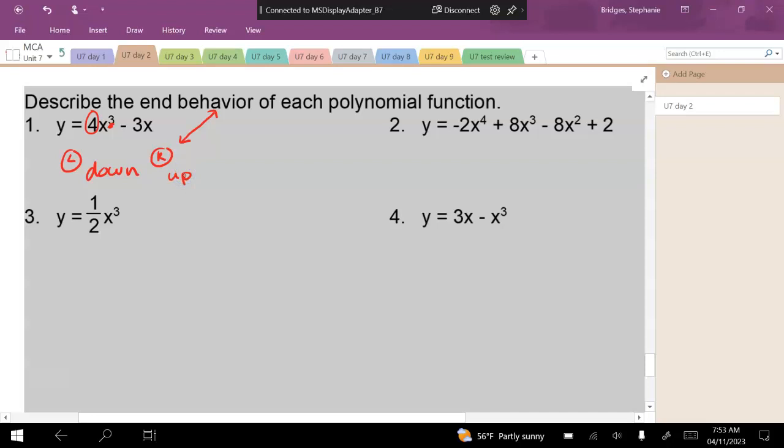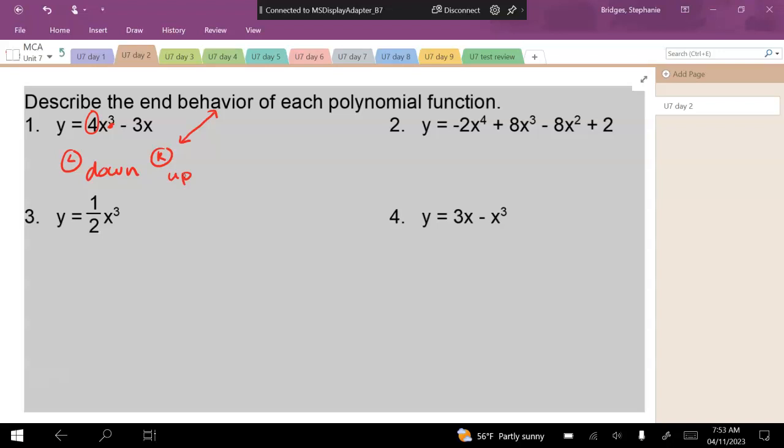Again, I like to think about a line and a parabola because those are the two graphs that we use a lot. Even if it is not that degree, it's something other than that or similar to that. So go ahead and try 2, 3, and 4. Look at your highest degree term. That determines whether it's even or odd. So if it's an even number, it's like a parabola. If it's an odd number, it's like a line.